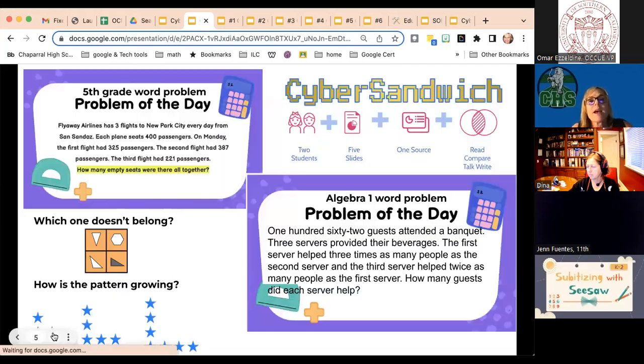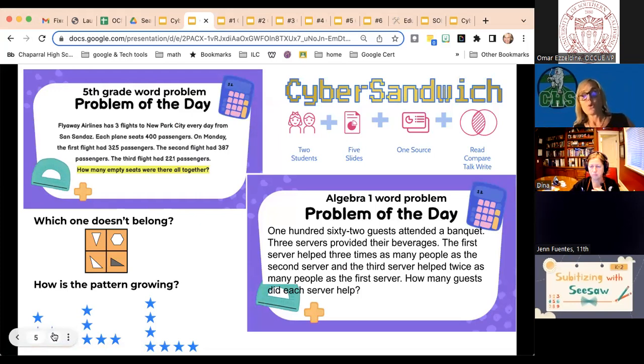So given that, I want to show you about Cyber Sandwich. So again, Cyber Sandwich is an activity for 2 students. You create a 5-slide deck for each group of 2. You give them one source. I like that source to be a math problem. And then they read, compare, talk, and write about it.